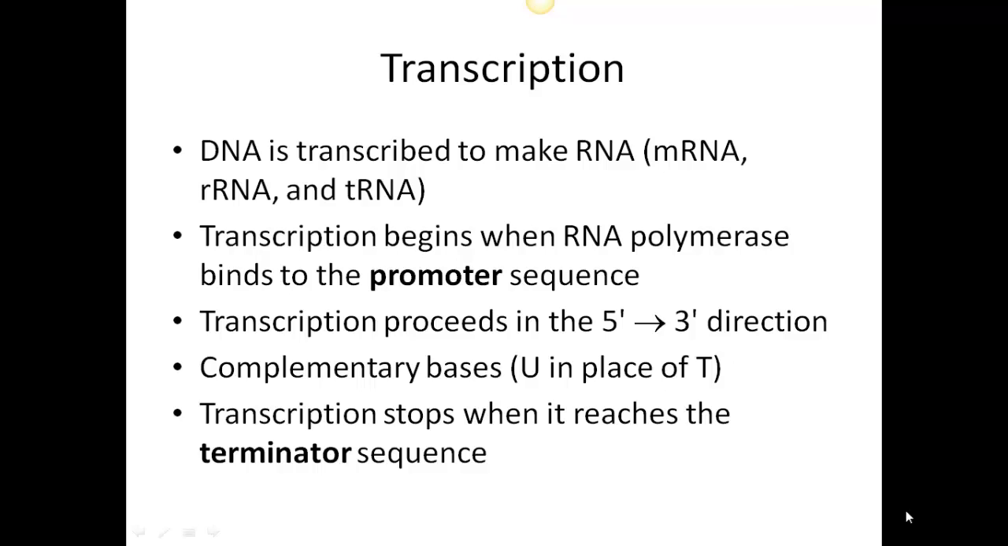DNA is used as a template to build the strand of RNA. Complementary bases hydrogen bond with the nucleotides of the DNA. The base pairing is similar to DNA. However, instead of thymine, RNA contains uracil, which base pairs with adenine. The process stops when the RNA polymerase reaches a sequence of DNA called the terminator.